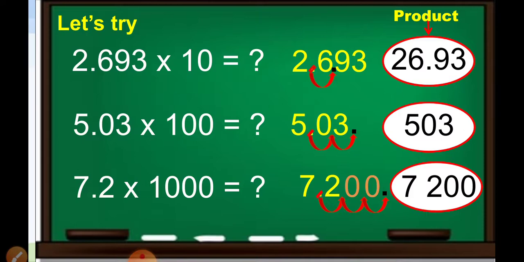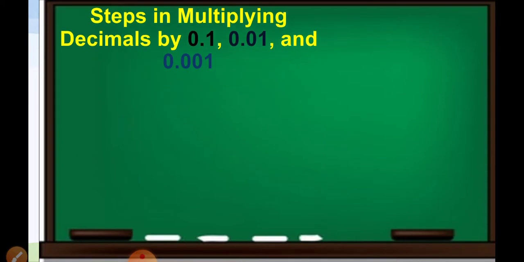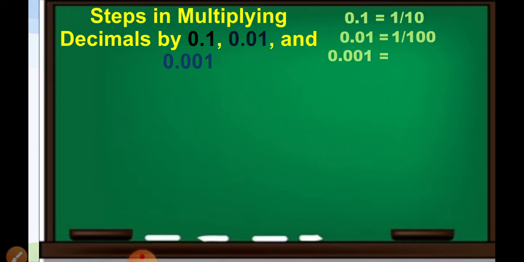Okay, so now let us proceed. How about multiplying decimals by 0.1, 0.01, and 0.001? 0.1 means 1 over 10, because 0.1 means 1/10. If you write it in fraction form, that is 1 over 10. And 0.01 is equal to 1 over 100. And 0.001 is equal to 1 over 1000.